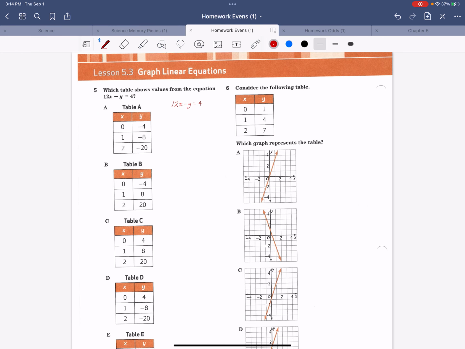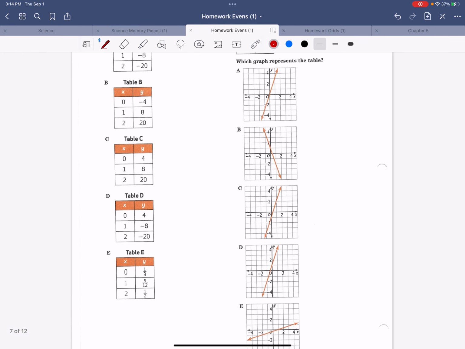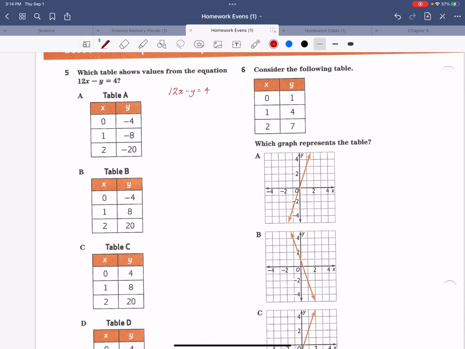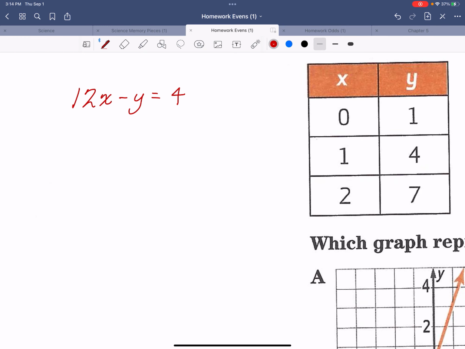I also know that all of my x values are the same for all 5 tables, and that's a lucky break for me. Because if I take the x values that are in all the tables, rather than substitute all of these, I'm just going to solve for the x's that they gave me and see what I get. I don't mean solve for the x's. I'm going to solve using the x's that they gave me.